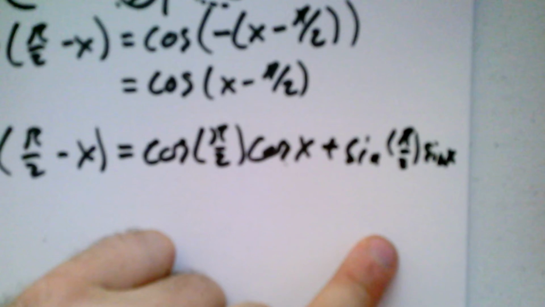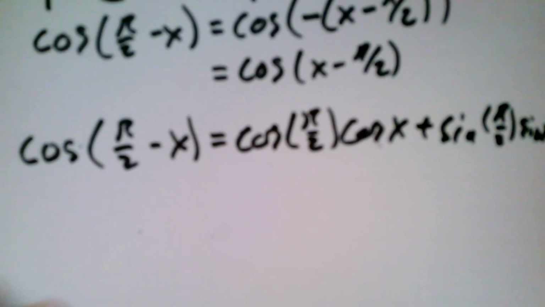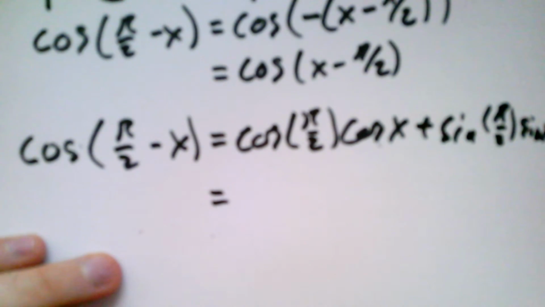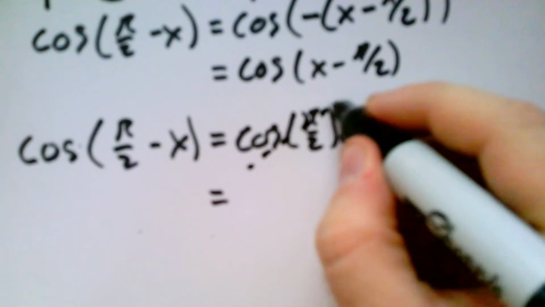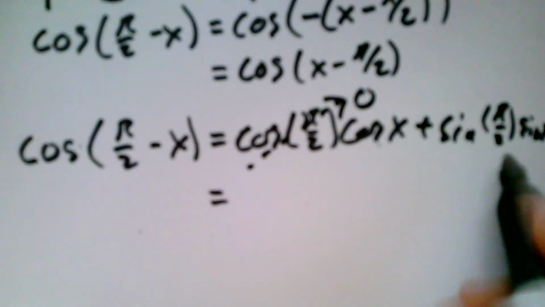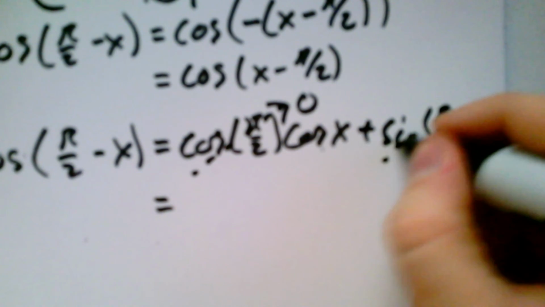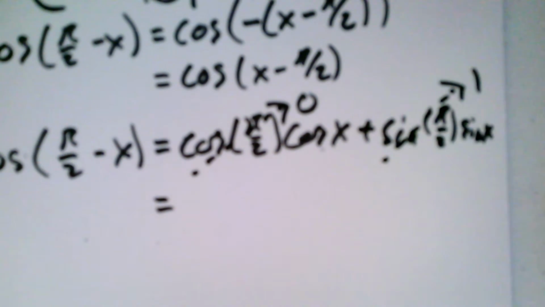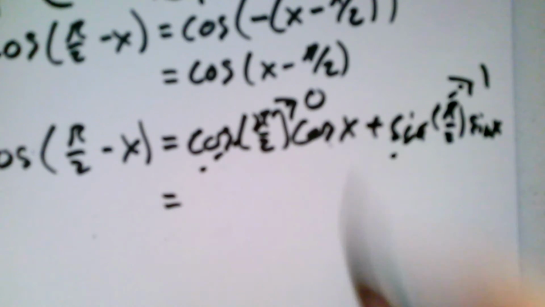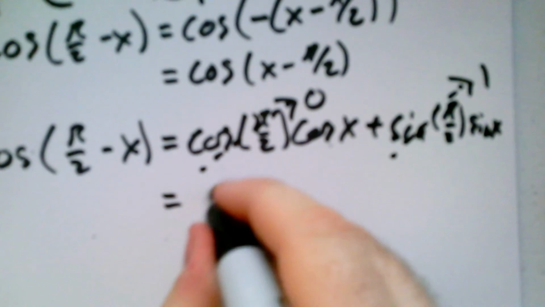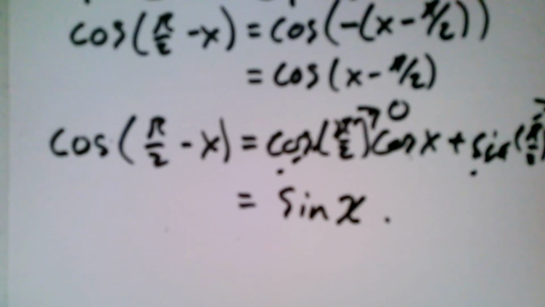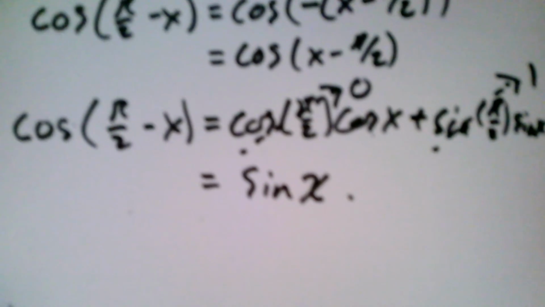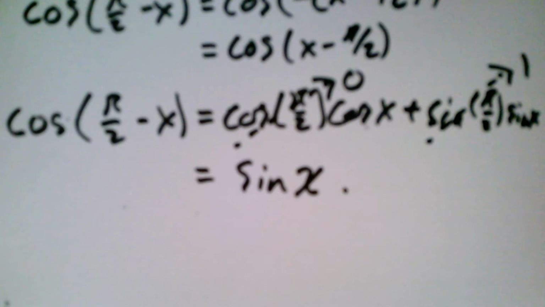It's like we just barely had room on the paper. Now, well, we know that cosine of pi over 2 is 0, and sine of pi over 2 is 1. So 0 times cosine x plus 1 times sine x is sine x. And that might suffice as a proof in most classes.